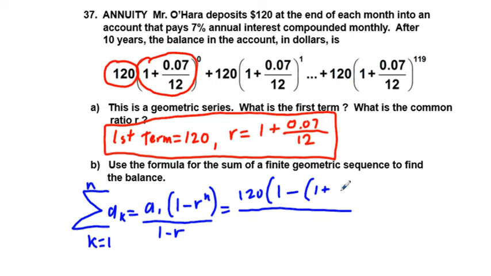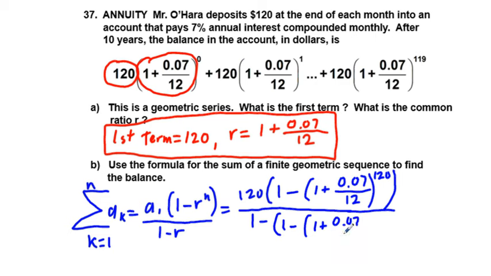1 plus, I'll put 0.07 this time, over 12 to the power of 120, and I'm going to close the second parentheses here. And all that over 1 minus r. So 1 minus 1 plus 0.07 over 12. And what is that going to be?